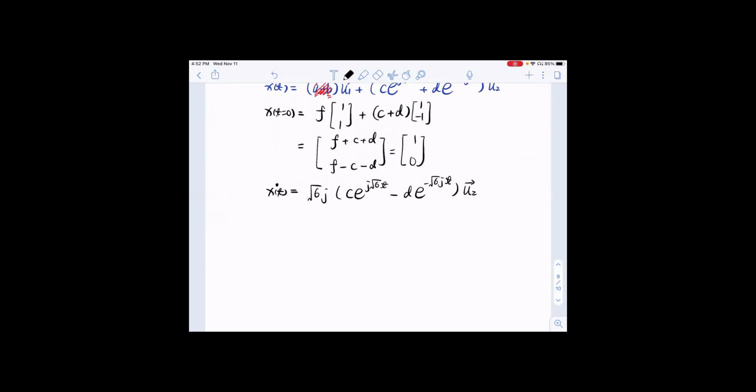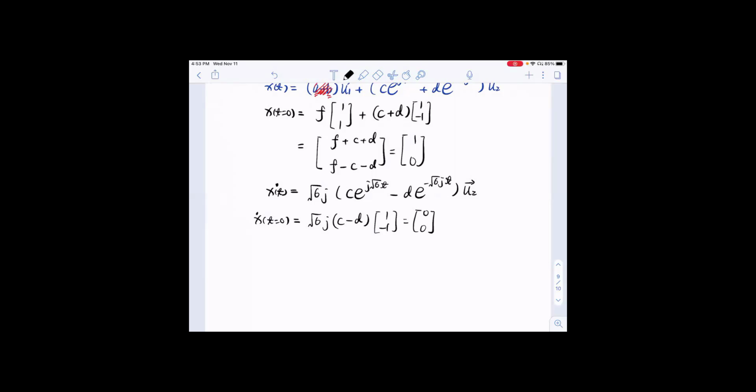And then after that, you plug in your initial condition. So t equals 0, so you have square root of 6 j times (C minus D). U2 is [1, -1]. As I said, the first part is all 0. That's your initial velocity. And then eventually you have 4 equations. Then you can solve them in MATLAB, and then you can find your result.